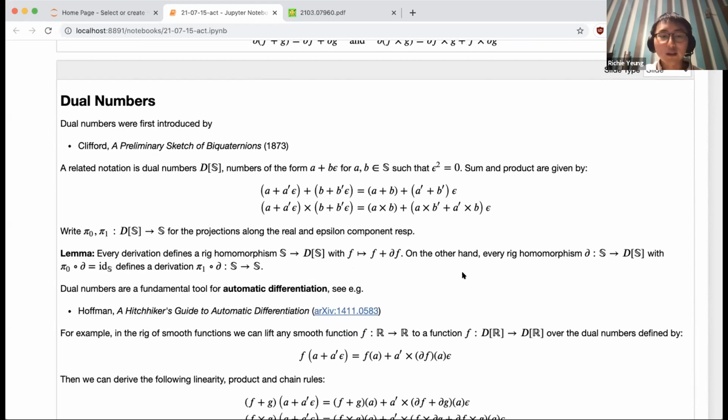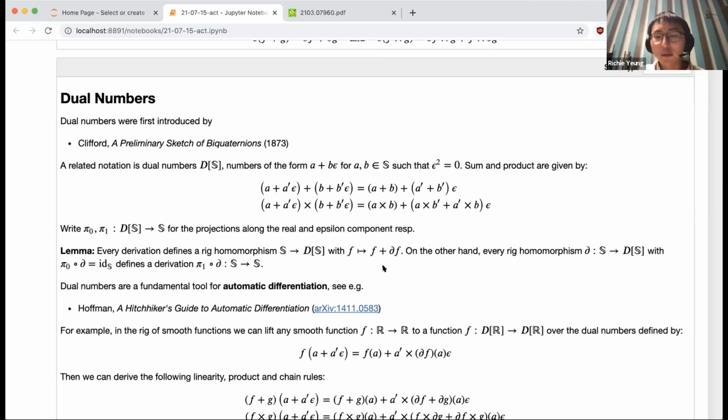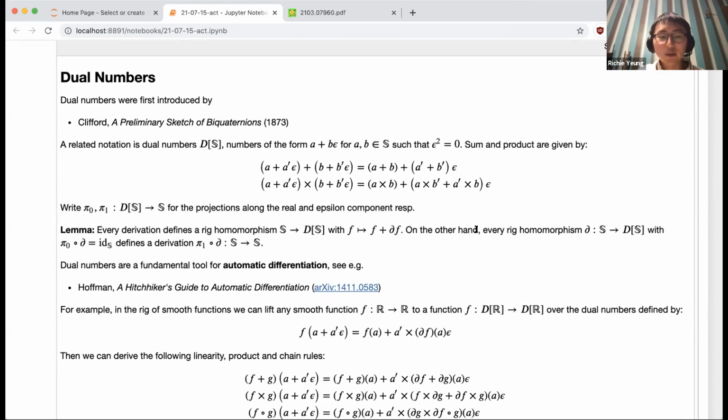If you take a derivation, you can define a rig homomorphism, which corresponds to a dual number construction, by mapping each f in S into f plus delta f. On the other hand, you can take any rig homomorphism, apply it, and then project it on the epsilon component to get the derivation like this. So since dual numbers and derivations have a one-to-one correspondence, to differentiate, you just need to pick the right dual number system and then operate from there.